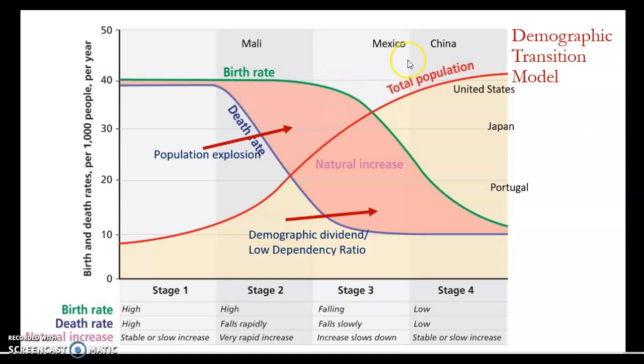And then in stage 4, we see China starting to move into the middle, the US a little farther along, and then Japan and Portugal towards the end. We see the CBR, the crude birth rate, continue to drop rapidly, where our crude death rate pretty much levels off.